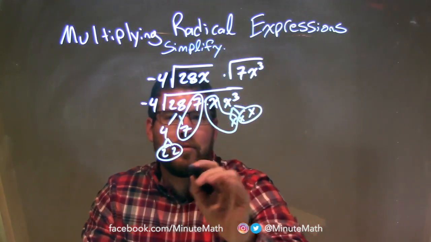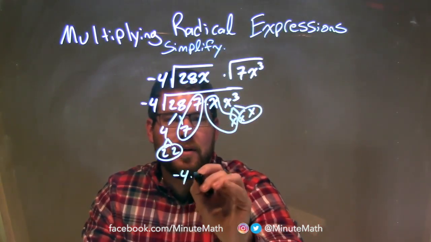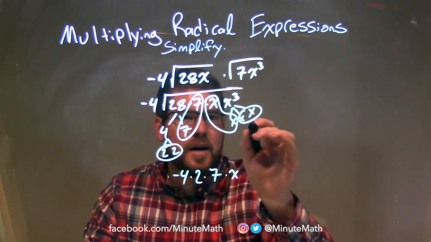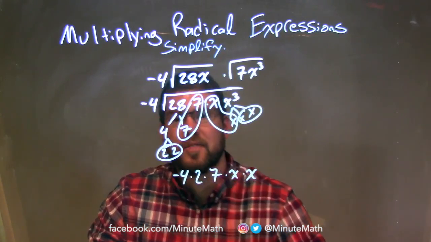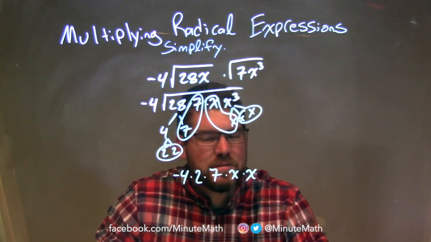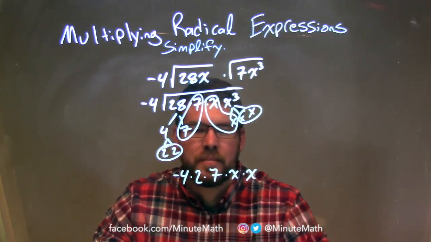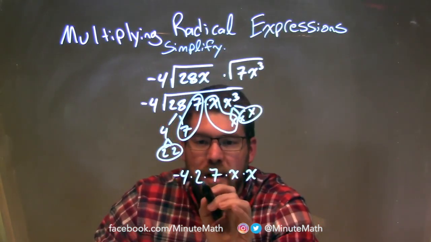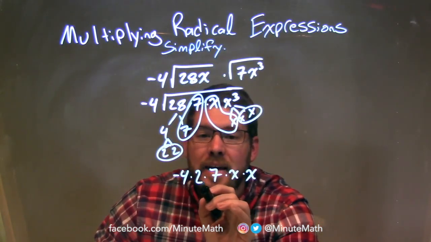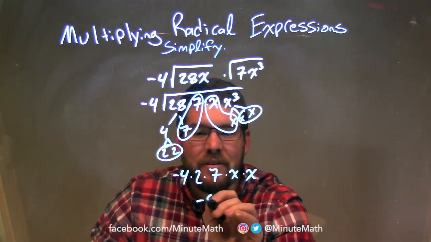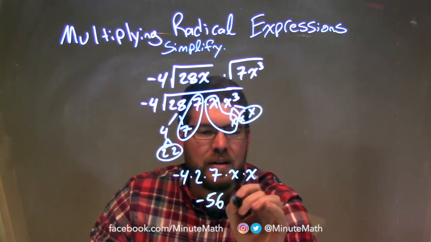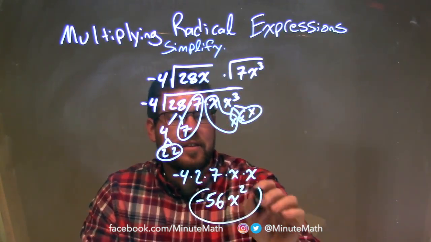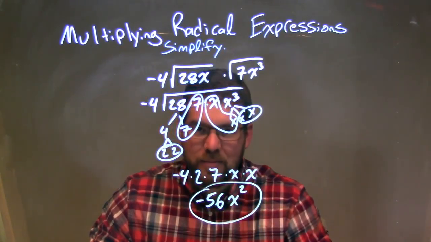So when we simplify this, we have negative 4 on the outside, times a 2 for the pair of 2's, times a 7, times an x times the last x. Okay, and there's nothing else left inside the square root, so we don't need it anymore. It kind of disappears, it's gone. Okay, so now we have to simplify this. Negative 4 times 2 is negative 8, and negative 8 times 7 is negative 56. X times x is x squared. So that's it. That's our final answer, negative 56 times x squared.